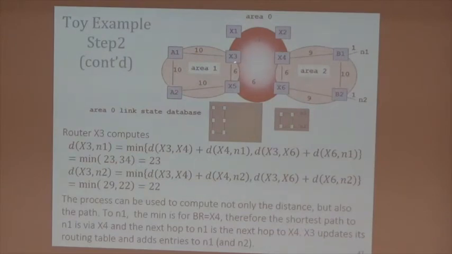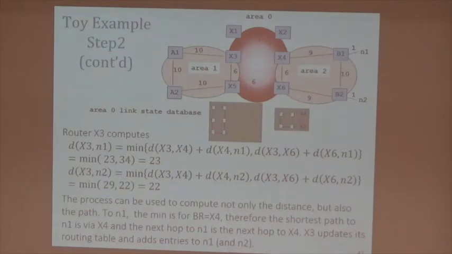Therefore, X3 in its routing table will decide that the next hop to go to N1 is equal to the next hop to go to X4. The next hop to go to X4 is already known from Dijkstra's computation. So this is how X3 will know two things. It will know the distance to N1 and also the next hop to N1.